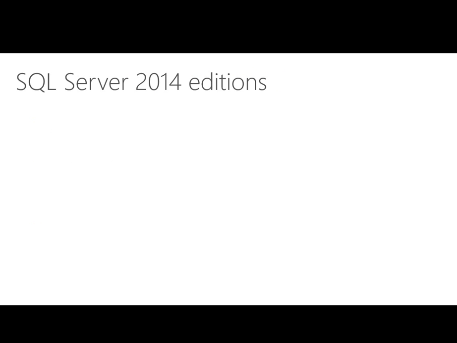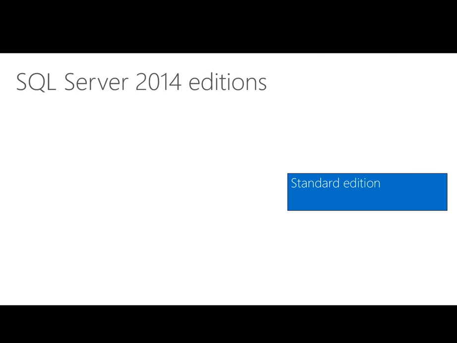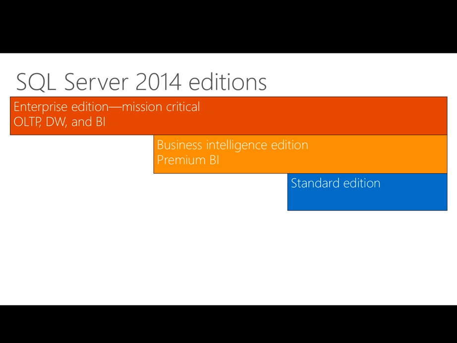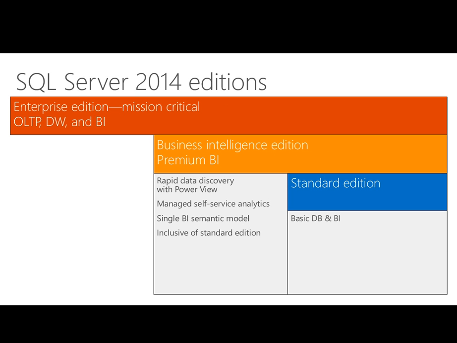SQL 2014 editions are almost the same as SQL 2012. We have Standard edition, Business Intelligence edition, and Enterprise edition for mission critical, OLTP, data warehousing, and business intelligence. Standard edition is for basic database and BI. Business Intelligence is for rapid data discovery with Power View. You have managed self-service analytics, a single BI semantic model, and it is inclusive of Standard edition.